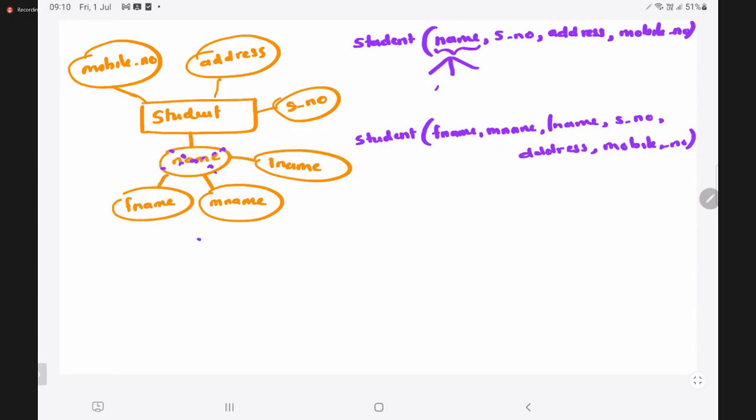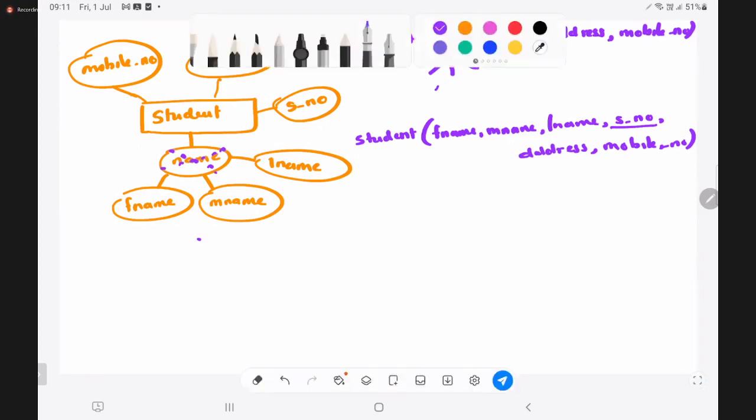Student number? Yes, very good. Student number. Right. Then you have to underline that student number here. That is about composite attribute, how we can draw the schema.